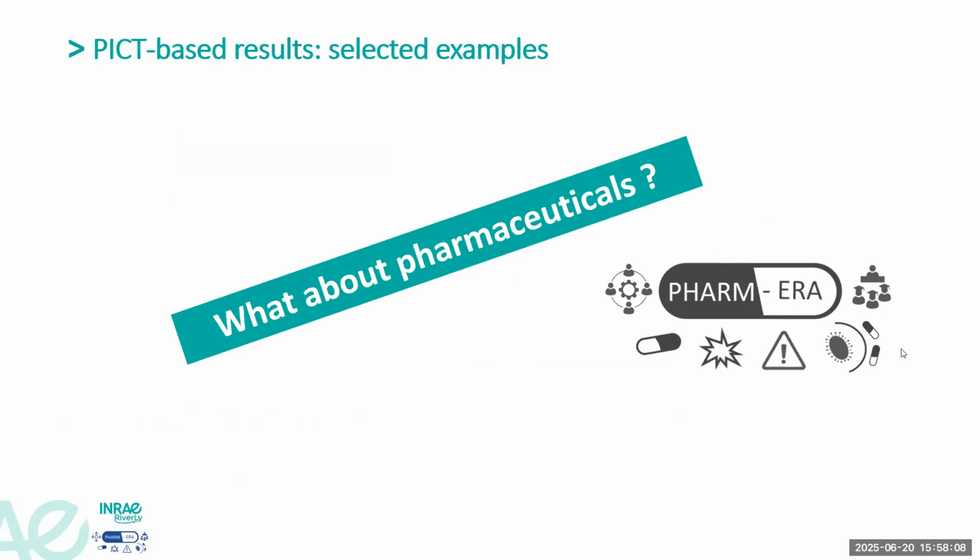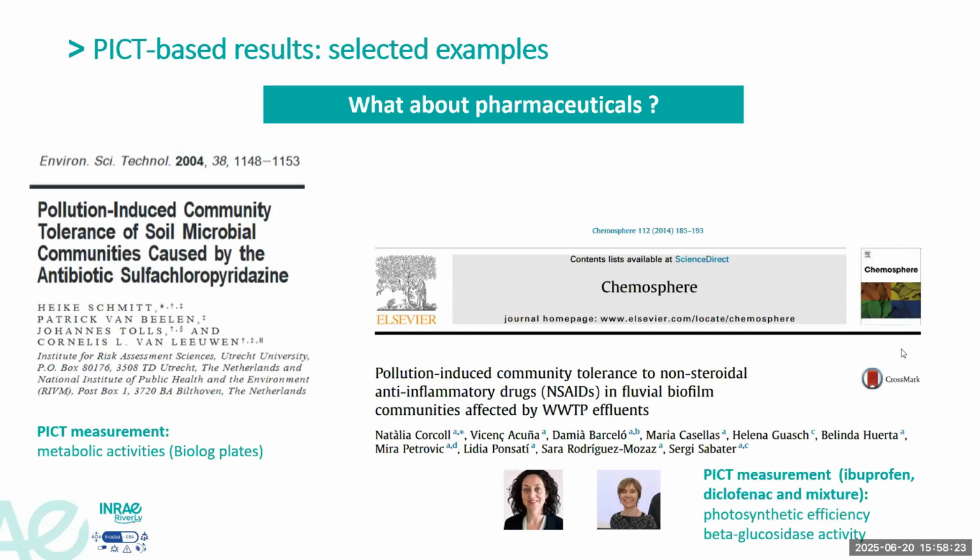And regarding the Pharmera project, what about pharmaceuticals? Because most of the examples are based on pesticides and metals. But finally, there is still a lack of studies with pharmaceuticals, even if you can find some of them, for example, in soil, with the antibiotic sulfachloropyridazine, and also work performed by Natalia, Elena, and collaborators with some non-steroidal anti-inflammatory drugs, with PICT measurement performed using photosynthetic activities and beta-glucosidase activities. So photosynthesis for phototrophic microorganisms, so mainly microalgae and cyanobacteria, and beta-glucosidase activity for heterotrophic microorganisms, so mainly bacteria and some fungi.